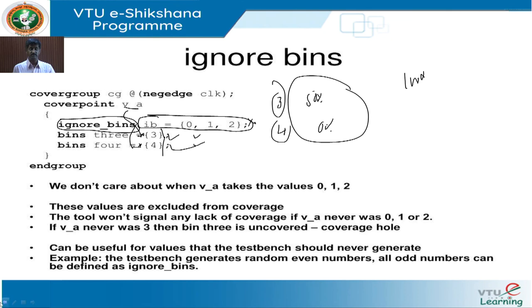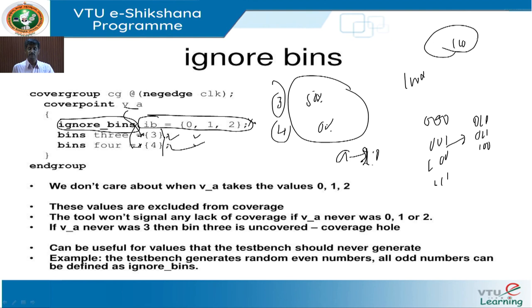Let us say you have a variable A which takes the value of 2 to 0, that is 3 bits. Let us say I have generated the values 0 0 0, 0 0 1, 1 0 0, 0 1 1, 1 1 1. What are the missing values here? I have not generated 0 1 0. Let us say I ignored the value 1 1 0. So I have not generated 0 1 0, 0 1 1, and here 1 0 0. 1 1 0, as I ignored, I will leave out.